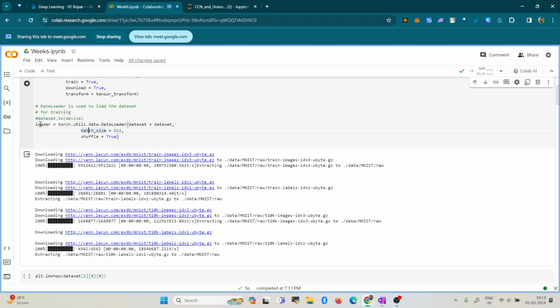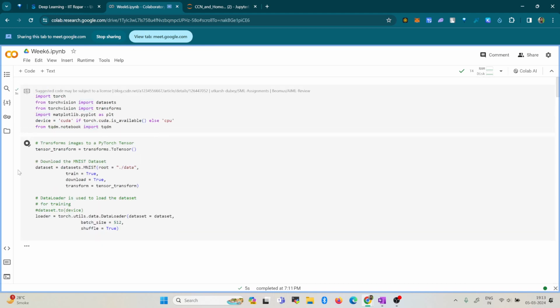Okay, so what does this loader do? You might remember we discussed something known as gradient descent, batch gradient descent and stochastic gradient descent. Right now I'm implementing batch gradient descent with a batch size of 512. So I'll compute the gradient for 512 images at a time, update, then compute again for the next 512 and so on. This is how I'll do it.